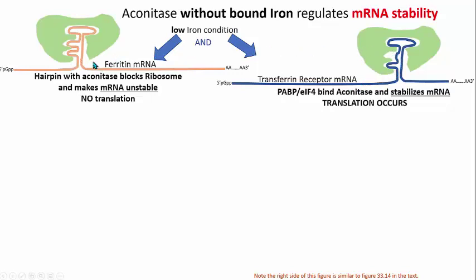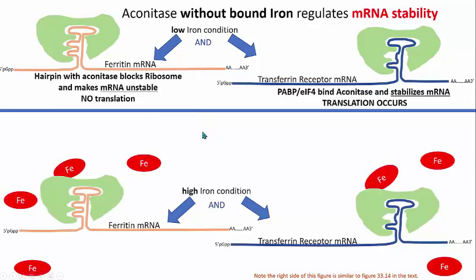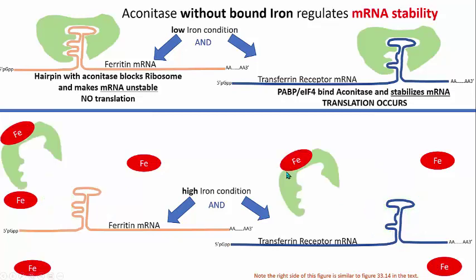Whereas ferritin, which is a storage molecule that holds iron within the cell, would not be needed at the time when we have low iron. That same protein makes one of the transcripts unstable. In another transcript, it makes it stable, both in response to low iron. However, when high iron is present, it changes the conformation. This iron-centered protein goes back and becomes a protein in the TCA cycle.